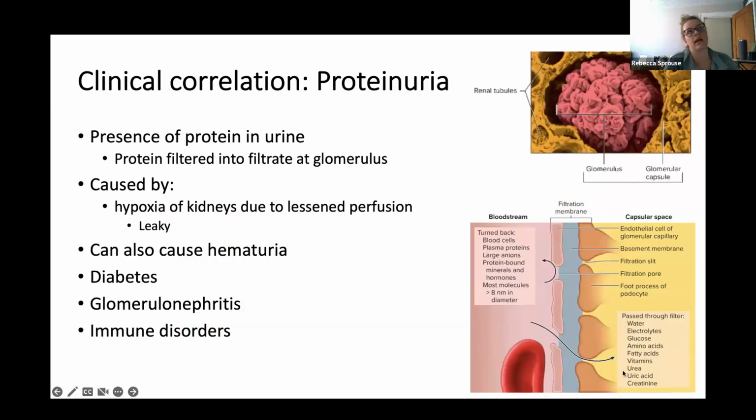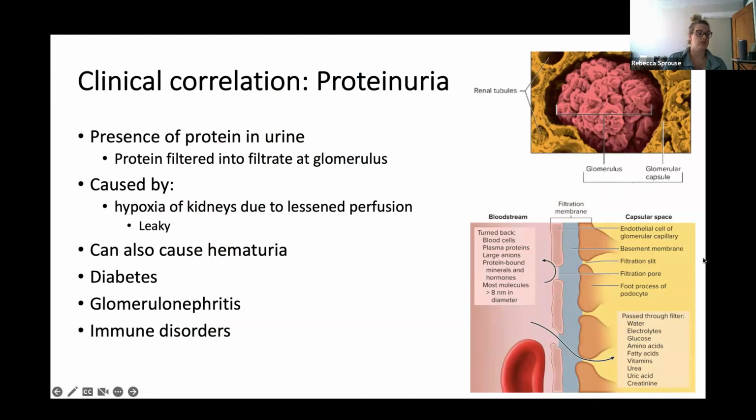I want you to think about what's normal to find in your urine and what's not normal to find in your urine. So do you want blood cells in your urine? Do you want to basically urinate blood? No. Those things need to stay in your capillary system. They should not enter the capsular space to form urine.